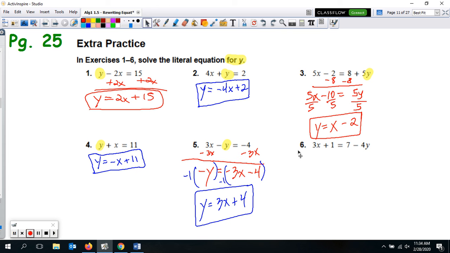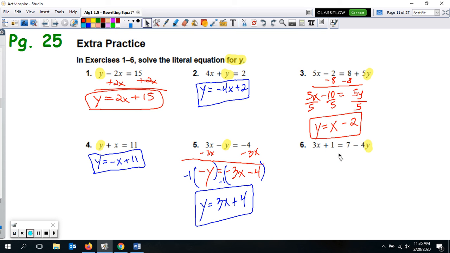And now for our number 6 problem, go ahead and try this one. Pause the video, see if you can do this one. Y is over here with 4 at the end, so it's very similar to number 3, as we did 3. So go ahead and try this one, and then play the video again once you're finished to check your answer.